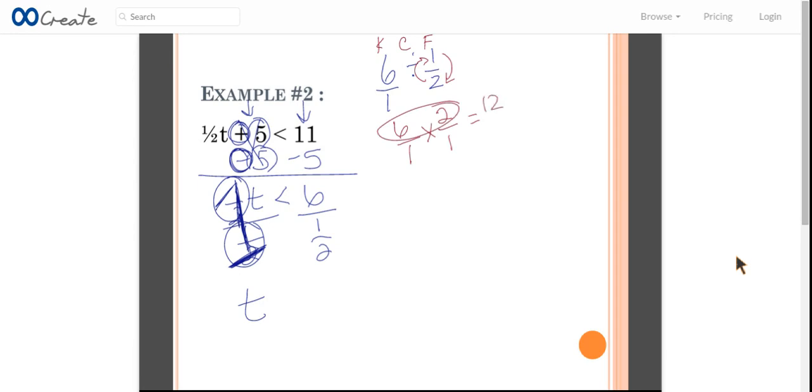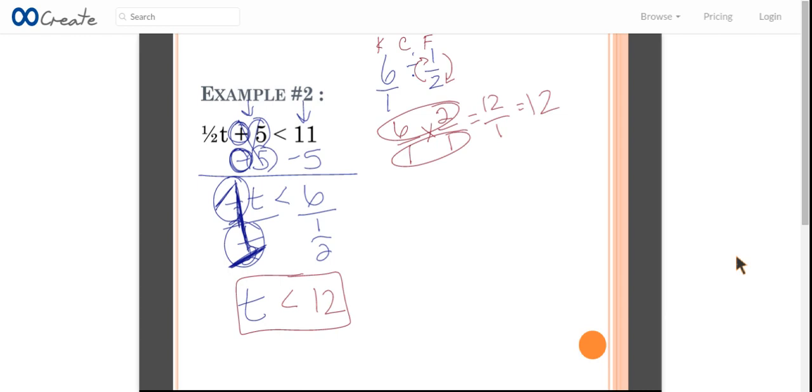6 times 2 is 12. 1 times 1 is 1. 12 over 1 gives me 12, because 12 divided by 1 gives me 12. So t is less than 12. All right, so let's think about this.